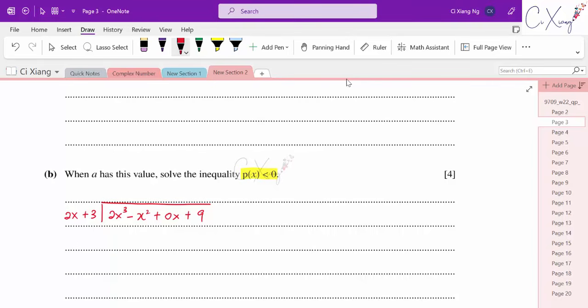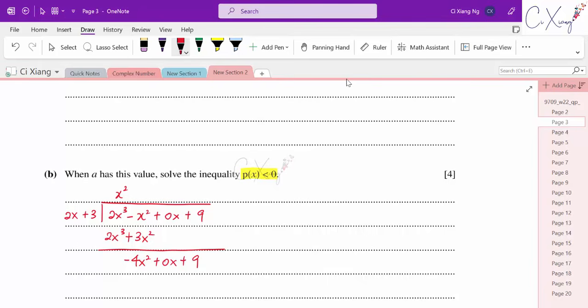Something multiplied with 2x to get 2x power 3. The something here will be x squared. So x squared multiplied with 2x, I get 2x power 3. x squared multiplied with 3, I'm having 3x squared. Negative 1 minus 3, you get negative 4. Pull down all the terms on top.